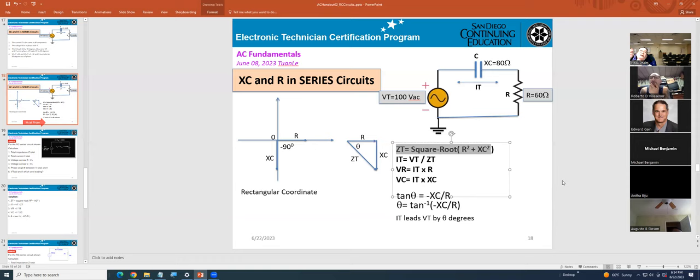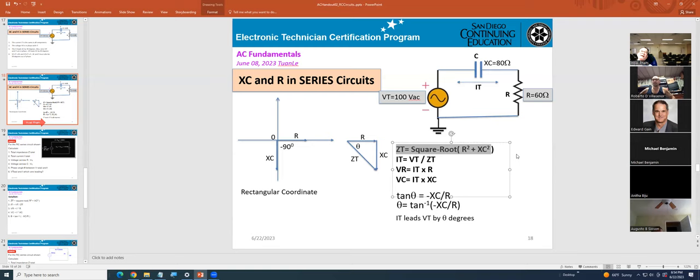That's how to calculate the total impedance. Why not say total resistance? The thing is that it combines the capacitive reactance XC and the resistance, that's why they call it total impedance. You cannot add them up. You have to use the square root of R squared plus XC squared, which comes from that one right here.